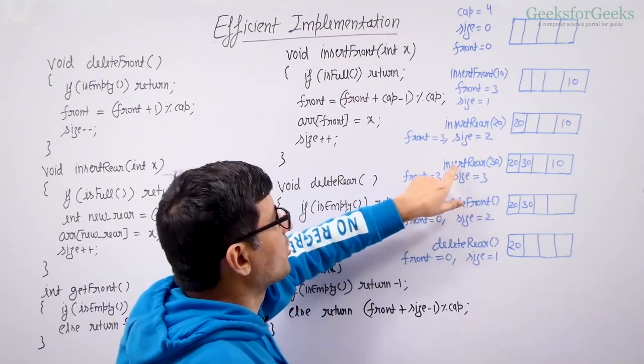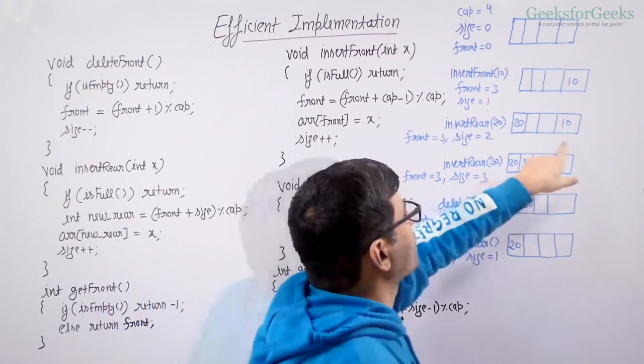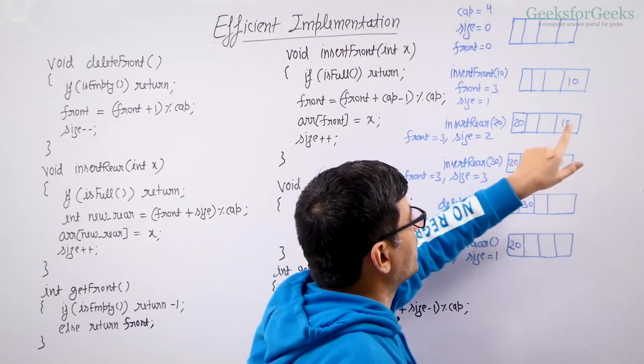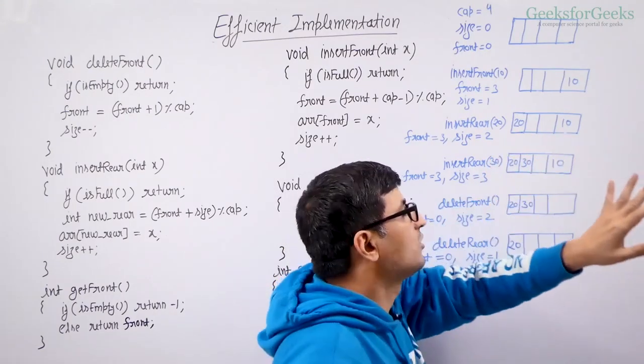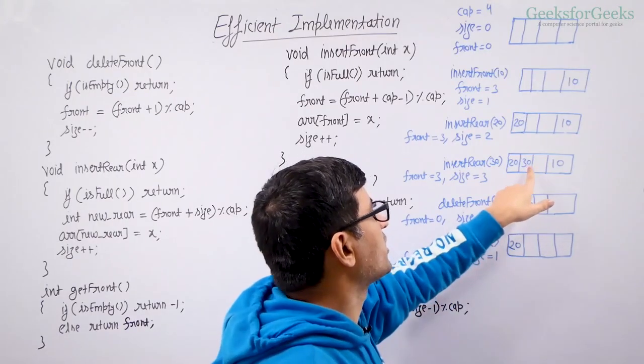Now we go to the insert rear function again. And again we get the new rear as front plus size modulo capacity. What is front right now? 3. And what is size now? 2. 5 modulo 4. Capacity is 4 here. We will get 1. So we insert 30 here.